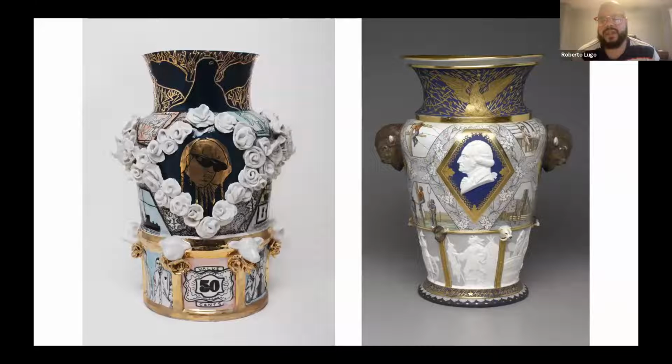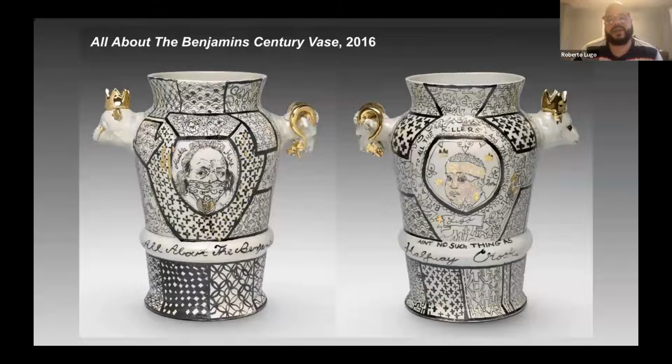And so I decided to use that format, that structure, to be able to make works of my own. The piece on the left is called A Century of Brooklyn, which is on view at the Brooklyn Museum of Art. And this piece, all about the Benjamin Century Vase, is on view at the Philadelphia Museum of Art.